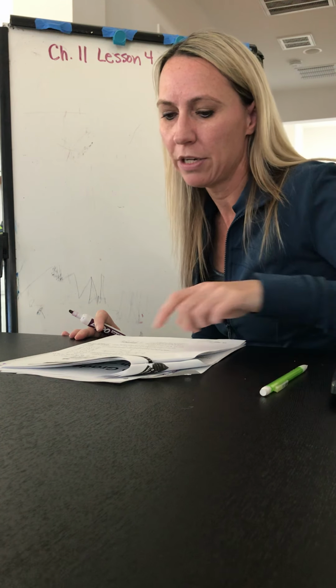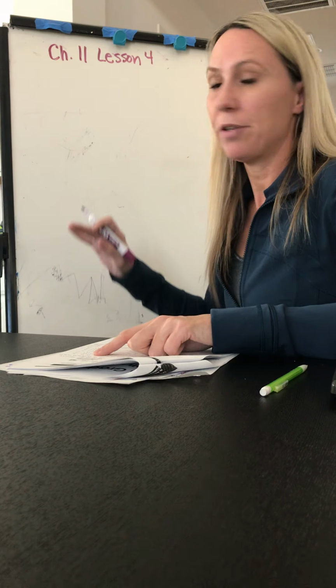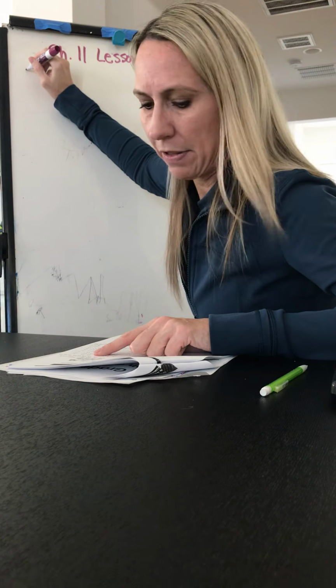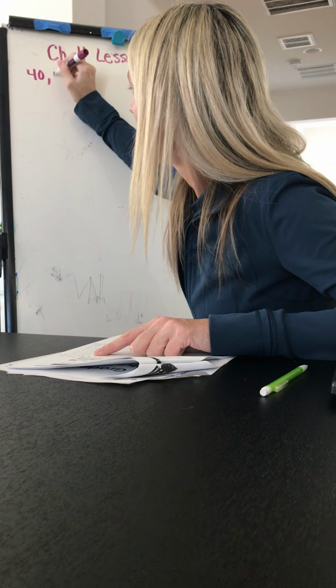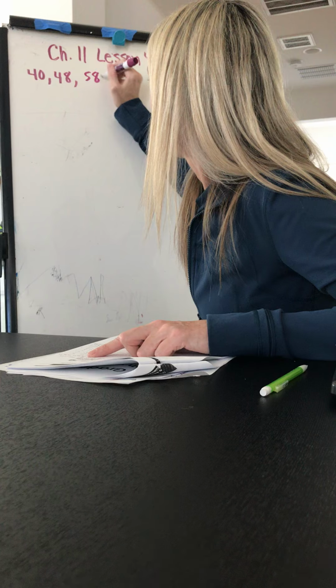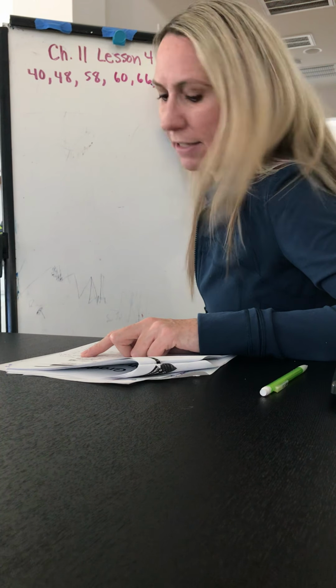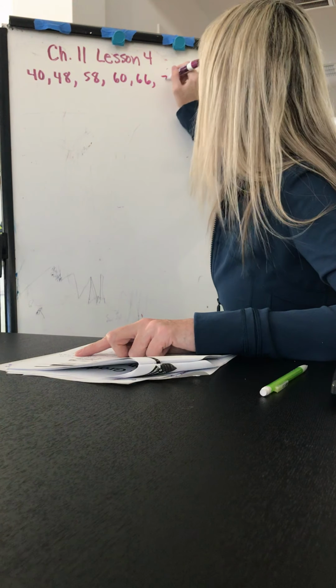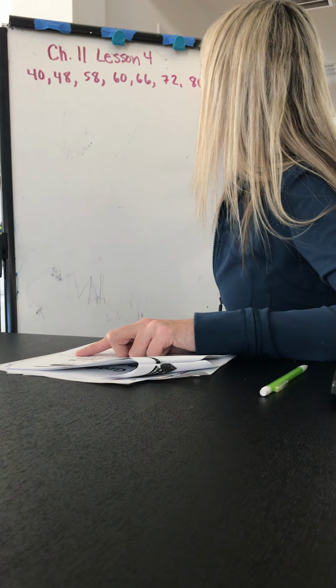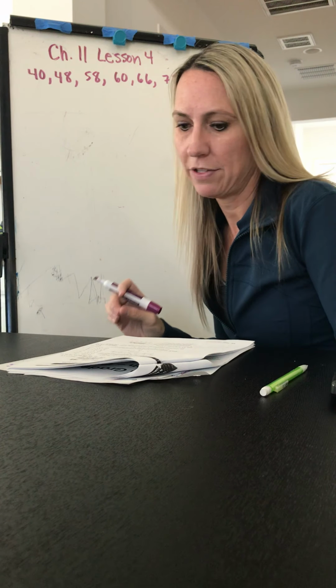Okay, so what we're going to do is, here are the maximum speeds. The first thing I'm going to do is list the data in order that they give you. It's 40, 48, 58, 60, 66, 72, 80, and 88. Okay, so the first thing we're going to do is find the mean of these numbers.